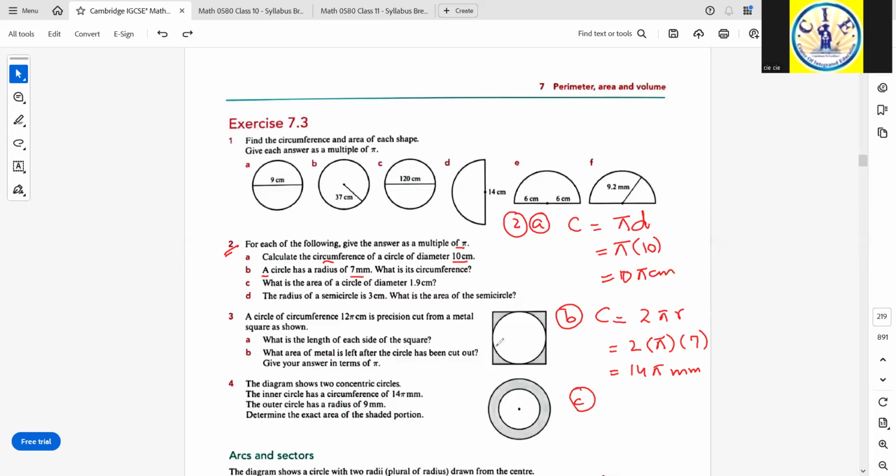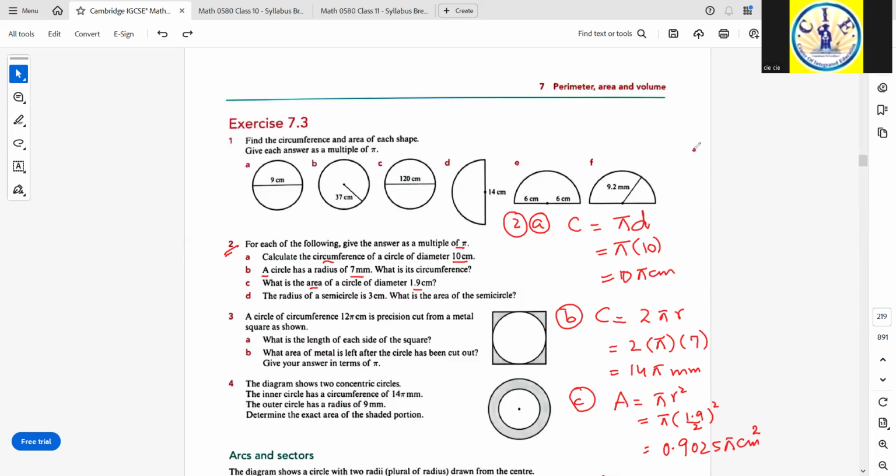Then part C. What is the area of a circle of diameter 1.9? So the area is going to be calculated as pi r squared. Pi would be the same. For radius, I need to divide 1.9 by 2 and then take its square. Simplifying it using a calculator, we get 0.9025 pi, and the answer is to have the units of centimeter squares.